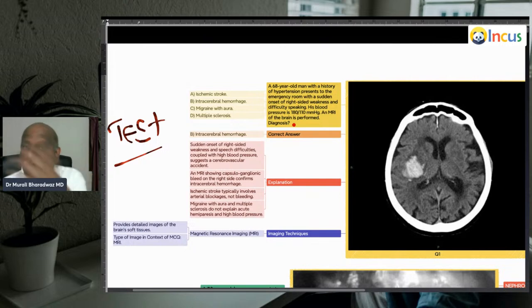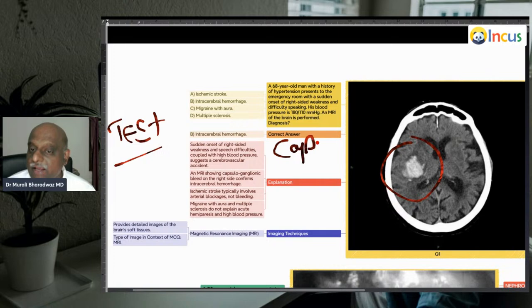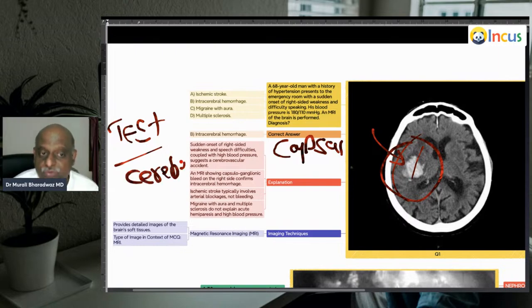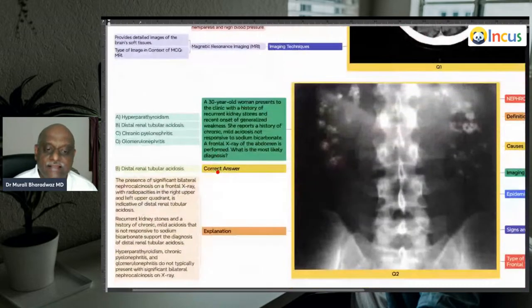ACA will present with a contralateral lower limb monoparesis. PCA stroke presents with the vomiting, giddiness, etc. MCA with hemiplegia. So what you are seeing here, doctor, is capsuloganglionic bleed, where basal ganglia are located here, internal capsule is passing. So this is the example of intracerebral hemorrhage. What is the another classical site for the intracerebral hemorrhage, doctor? It is the cerebellum, which is considered to be the classical site.